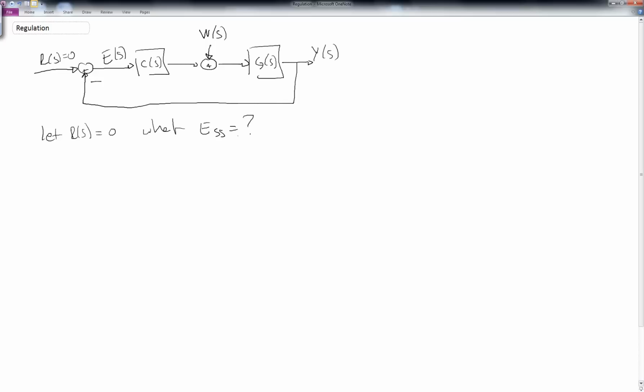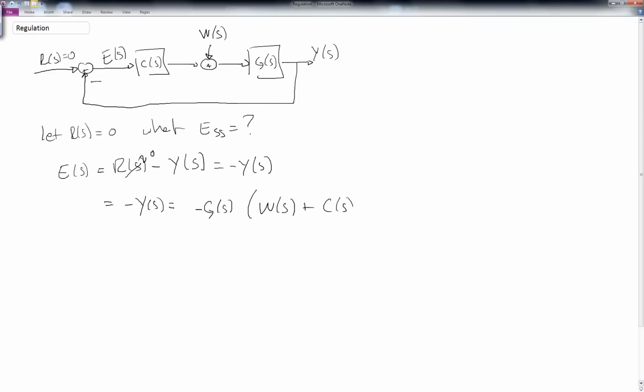Well, I have to again solve for the error transfer function and have the same idea. The error is going to be the reference minus the input to the system, but the reference is just equal to 0, so this is just minus Y(s). And if we go ahead and solve for the minus G(s) times W(s) plus C(s) times E(s), and if we go ahead and now solve for E(s) over W(s), we end up with minus G(s) over 1 plus G(s) times C(s).